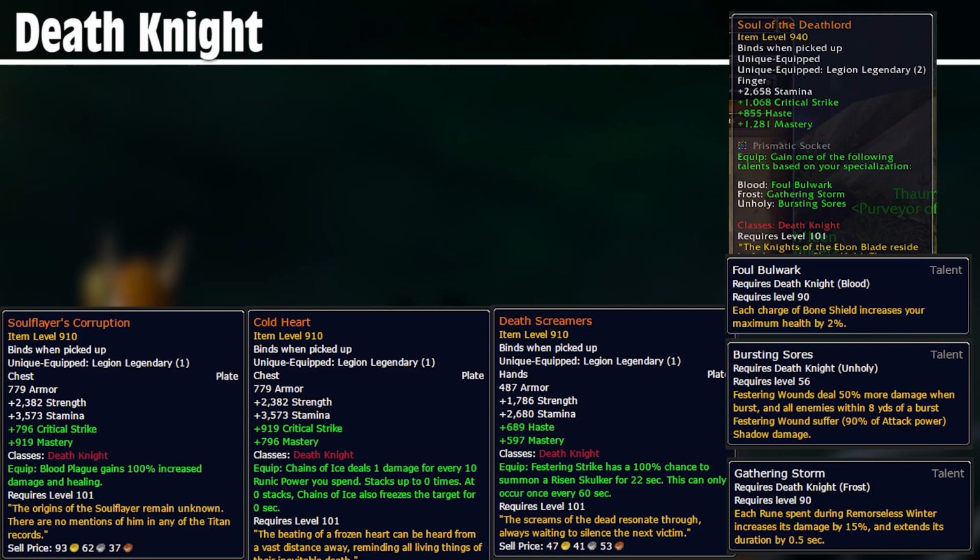Finally, we have Death Screamers, which causes your Festering Strike to spawn a Risen Skulker for 22 seconds, but this can only occur once every 60 seconds. And we're not sure if this proc is affected by any other effects. For Death Knights, their class ring is the Soul of the Death Lord. Depending on their spec, you'll either get Foul Bulwark, Gathering Storm, or Bursting Sores.